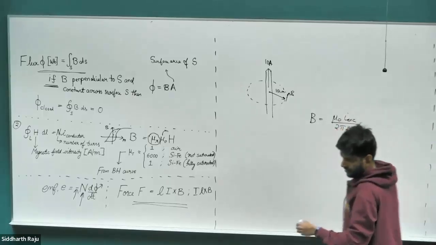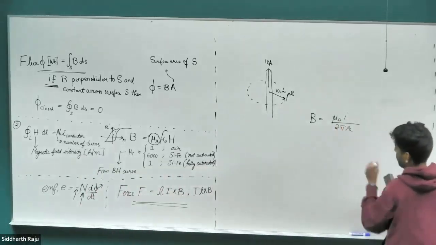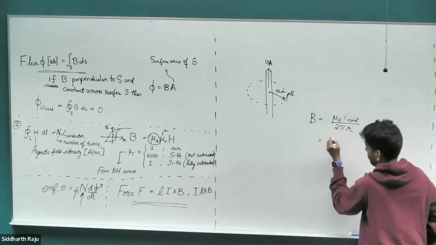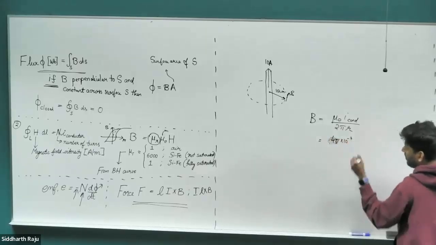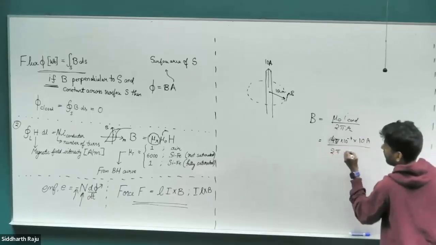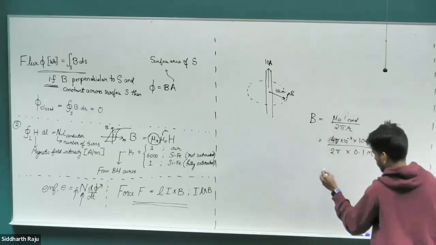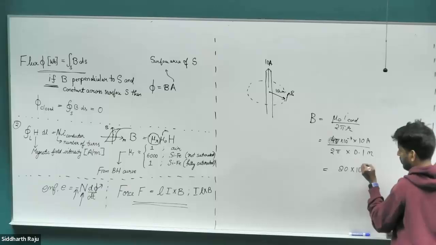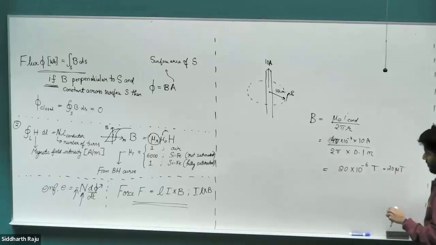In this case, it is purely air gap. There is no magnetic material of any sort. So I enclosed is just I conductor for this case. If you substitute those values, mu naught is 4 pi times 10 to the power minus 7, conductor current is 10 ampere, divided by 2 pi, divided by 10 centimeter, which is 0.1 meter. If you solve all of these, this should come to about 20 times 10 to the power minus 6 Tesla, or 20 micro Tesla.